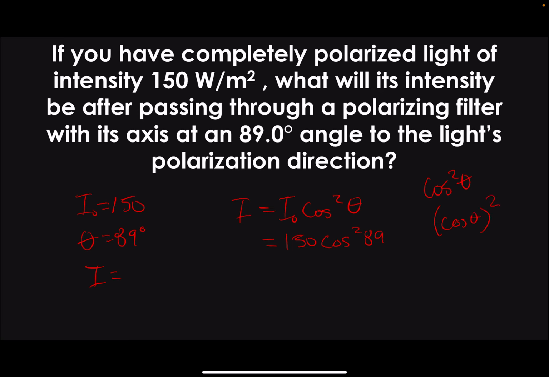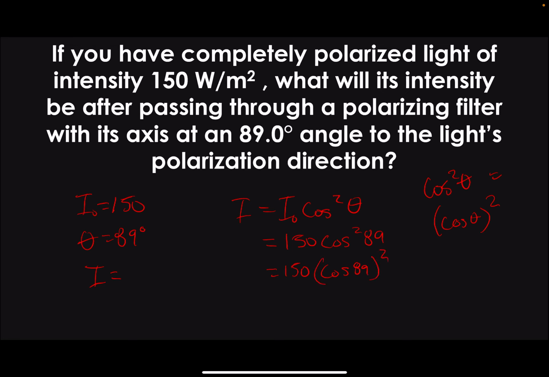And so if I take 150 in my calculator, I'm going to do 150, open parentheses, cosine of 89, close my parentheses, and I'm going to square that. You should get this. So make sure you're plugging it in. We're only squaring the cosine of 89. We're not squaring the 150.